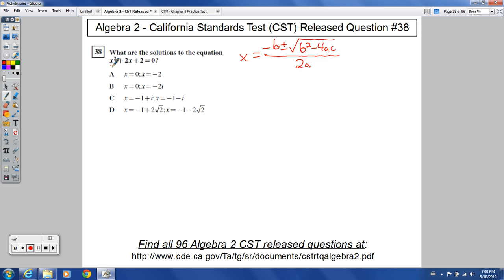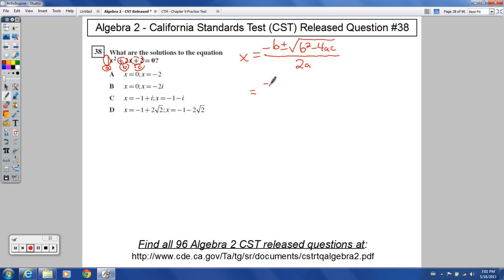But from there, what do we got? So we've got a is 1. A is the number in front of the x squared. There's nothing there, so it's assumed that it's kind of an invisible 1. B is this right here. B is positive 2, and C is positive 2 as well. So we're just plugging those values into this formula.